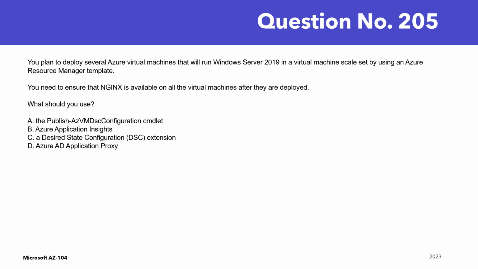You plan to deploy several Azure virtual machines that will run Windows Server 2019 in a virtual machine scale set by using an Azure Resource Manager template. You need to ensure that Nginx is available on all the virtual machines after they are deployed. What should you use? A. The Publish-AzVMDscConfiguration cmdlet. B. Azure Application Insights. C. A Desired State Configuration, DSC, extension. D. Azure AD Application Proxy. Correct answer. C.